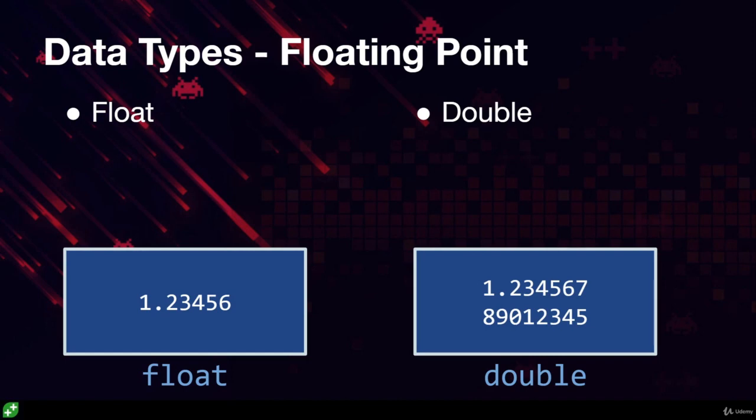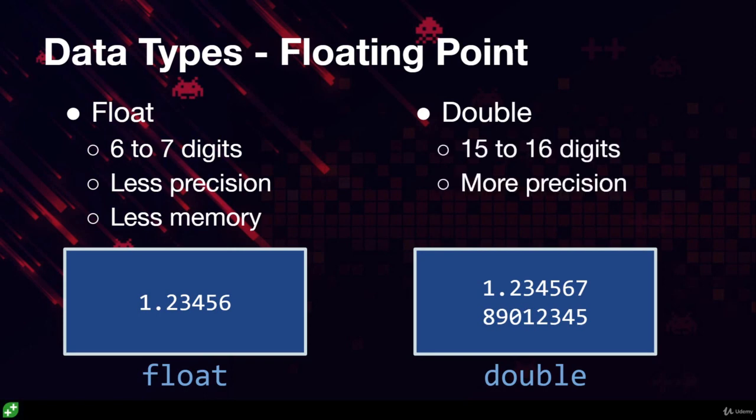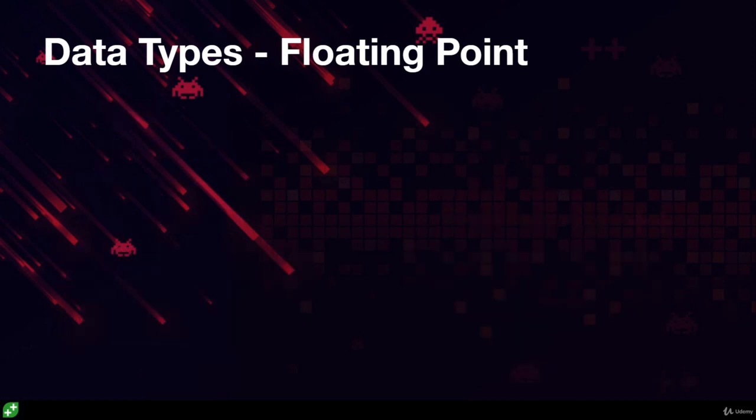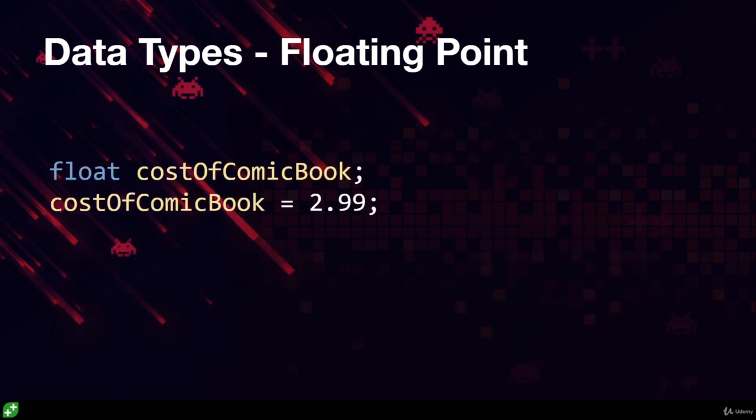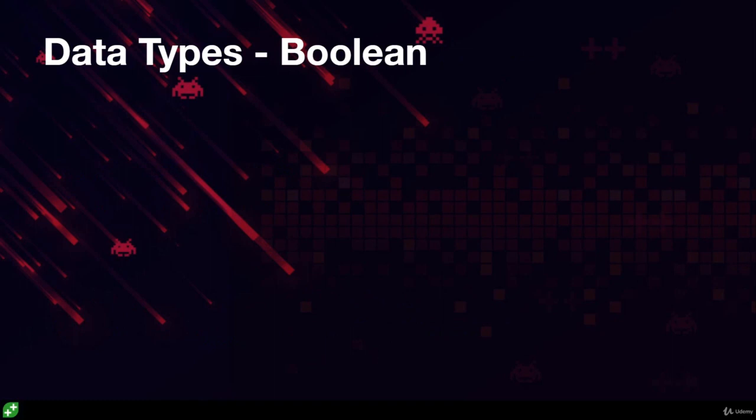A float value is capable of holding 6 to 7 digits. Therefore, it has less precision than a double, and it takes up less memory. A double, on the other hand, can hold 15 to 16 digits, and thus has more precision and requires more memory. Now, if you don't need high precision, or you're trying to conserve memory, use a float. But if you really need a lot of digits and you're willing to use more memory to store that information, go with a double.